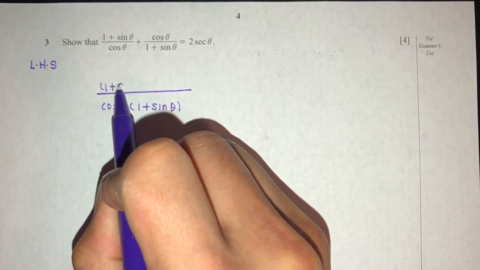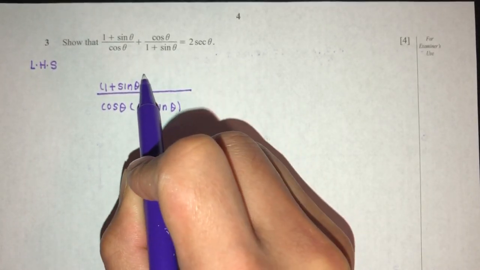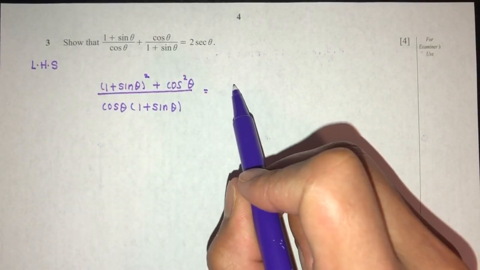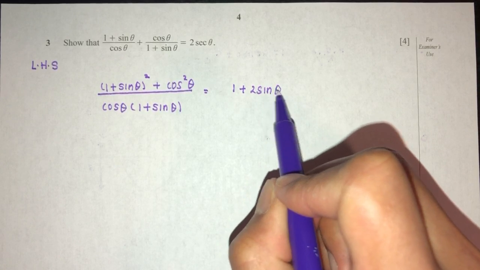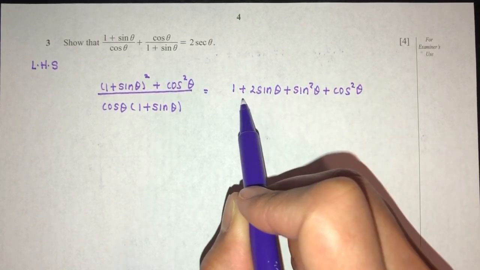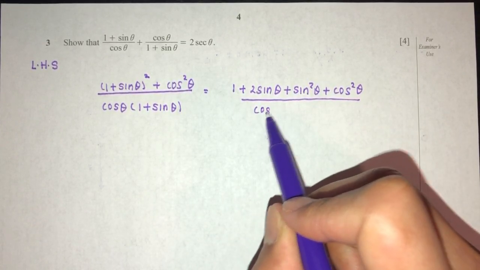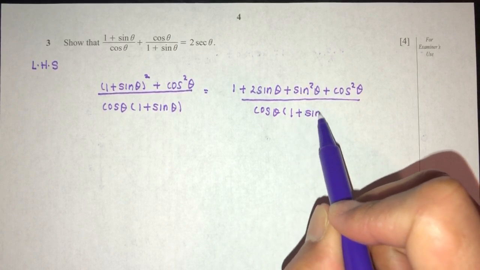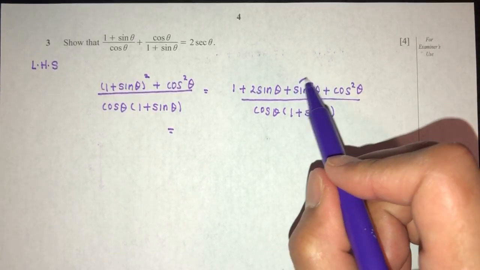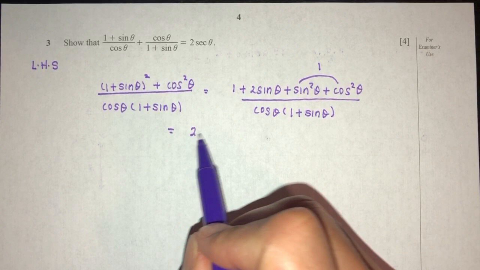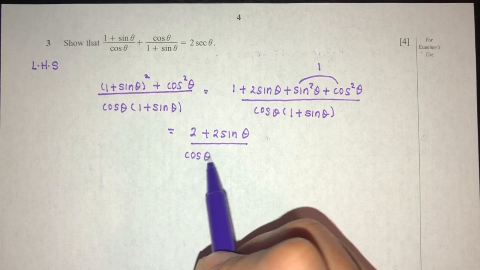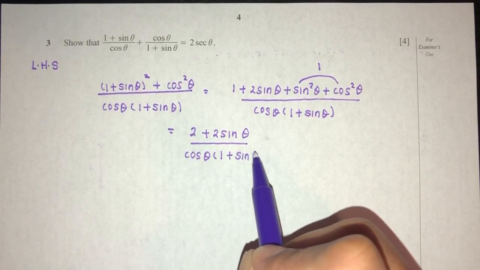You will have 1 plus sine theta times the same thing, that will be squared, and then we have cos squared theta. So simplify, that will become 1 plus 2 sine theta plus sine squared theta plus cos squared theta, divided by cos theta times 1 plus sine theta. Simplify, sine squared theta plus cos squared theta will be 1, so 1 plus 1 is 2, plus 2 sine theta, over cos theta times 1 plus sine theta.